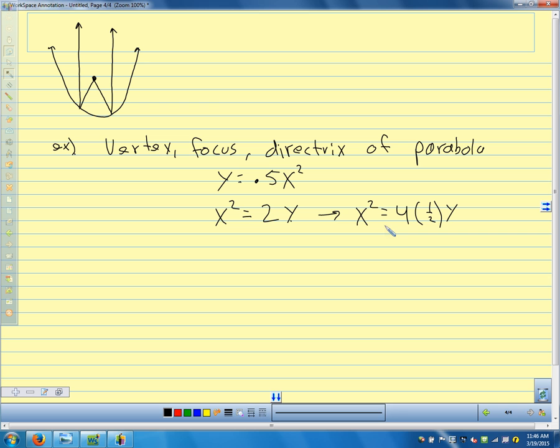All right, so what does this tell us? p equals 1/2. Where's the vertex?